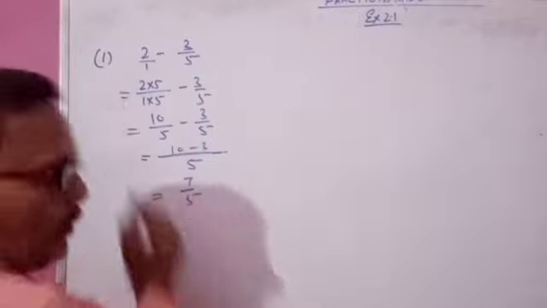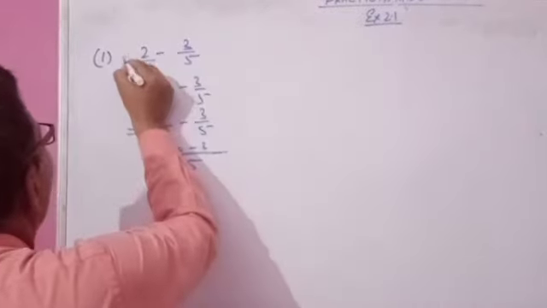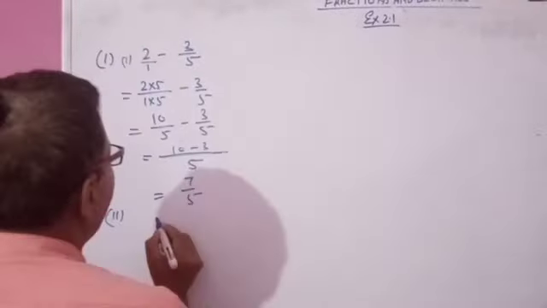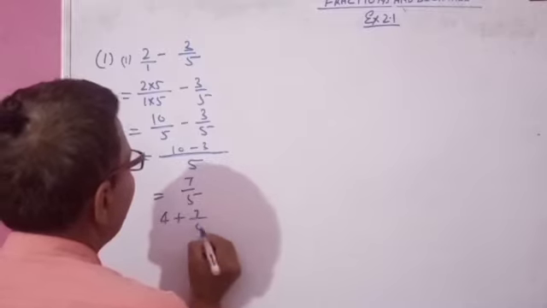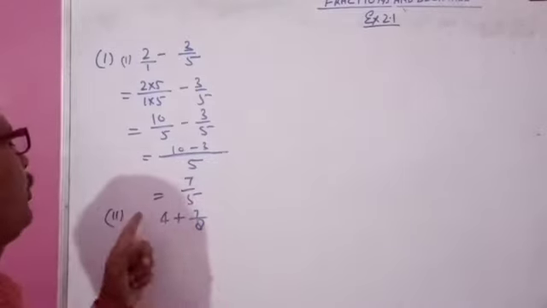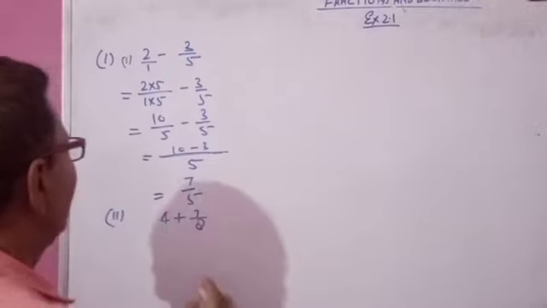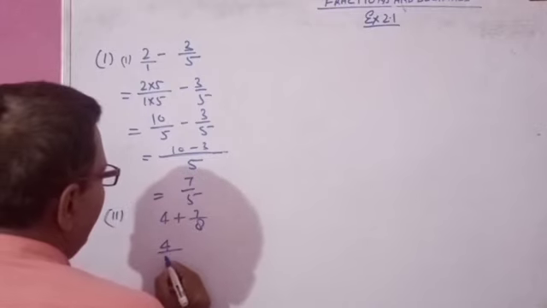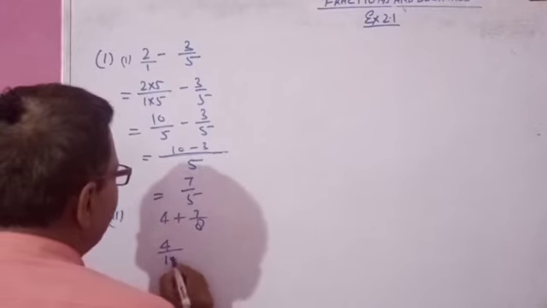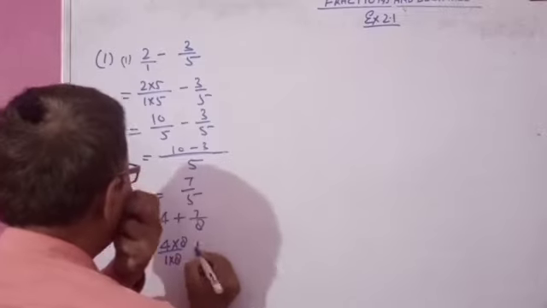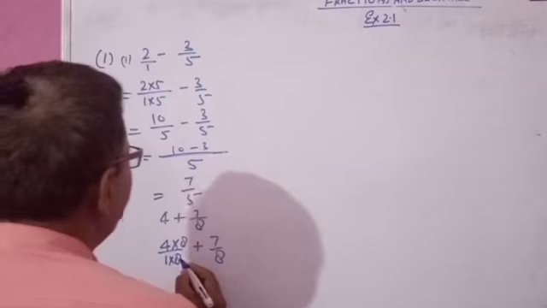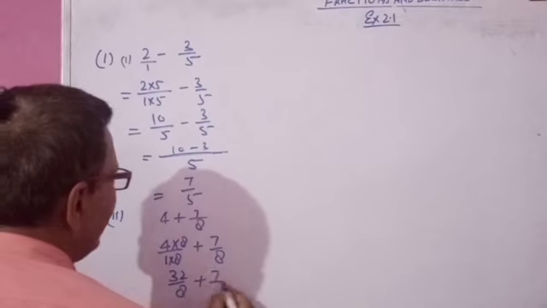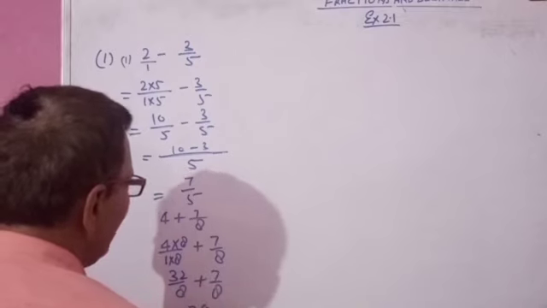Question number 1, part 2. You will see 4 plus 7 upon 8. You can directly write 4 whole 7 upon 8, and if you want to solve it, you can make an equivalent denominator, having denominator 8. You will multiply 4 by 8, plus 7 upon 8: 4 eights are 32, plus 7 upon 8, that is 79 upon 8.